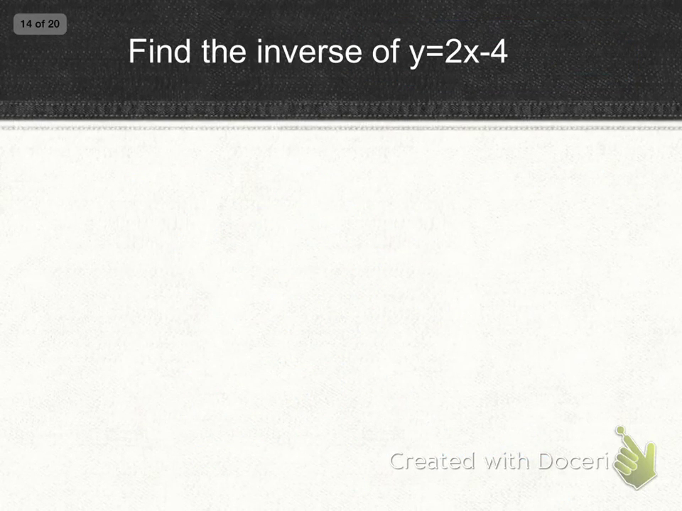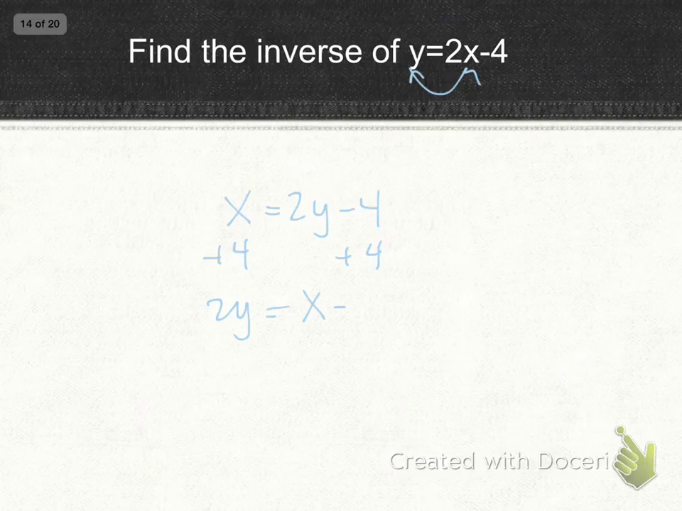Okay, find the inverse. Inverse means we flip-flop x and y, so I have x equals 2y minus 4, and I want to get it into y equals mx plus b, so let's go ahead and add 4. So I have 2y equals x plus 4. Divide every single thing by 2. So I got y equals x over 2 plus 4 divided by 2 is 2.